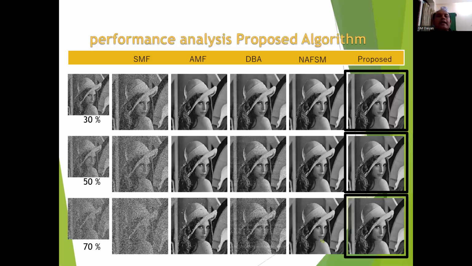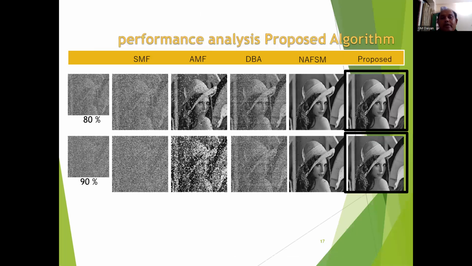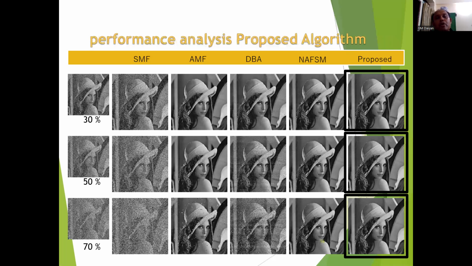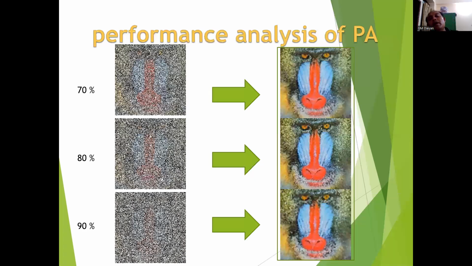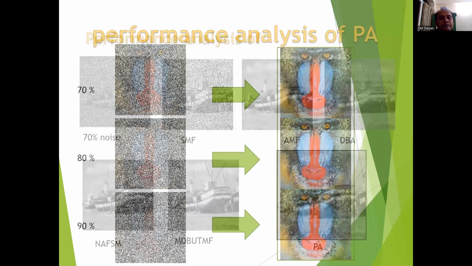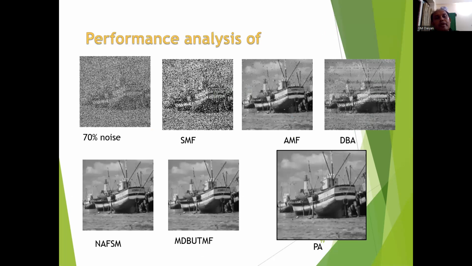If we consider the visual analysis of our proposed algorithm, we have seen that the Lena image is corrupted with 30%, 50%, 70%, 80%, and 90% of salt and pepper noise. The noise is successfully removed by our proposed filter, where other filters did not show very good outcomes. In the removal of noise from the RGB image, our filter still shows a good effect. In the boat image, we added 70% noise, and the noise is successfully removed by our proposed filter, where other filters did not do an excellent job.